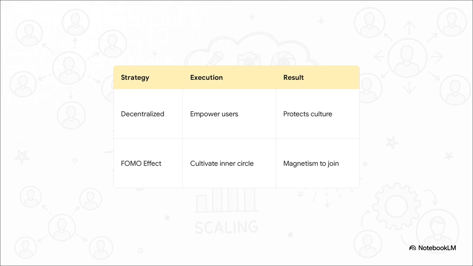First, decentralized moderation. You simply can't moderate everything yourself anymore. Instead, you empower your most loyal users with moderator tools. The result? The community inherently protects its own culture. Second is the FOMO effect. By cultivating a vibrant, exclusive inner circle, you create this natural magnetism. Outsiders experience an intense fear of missing out, and they are practically driven to join.